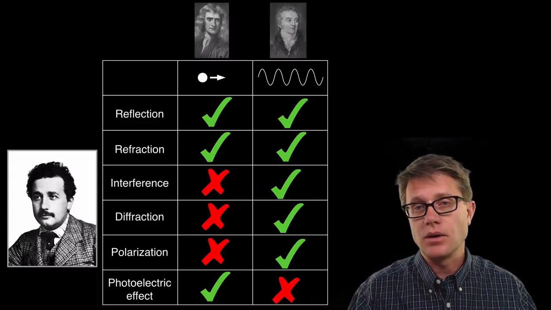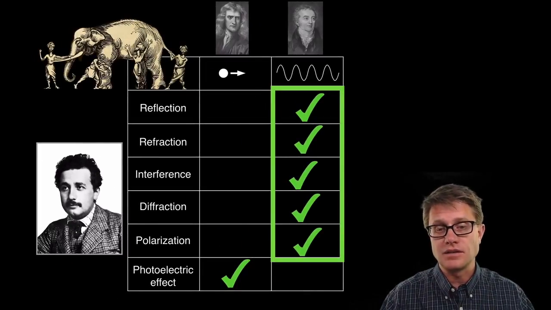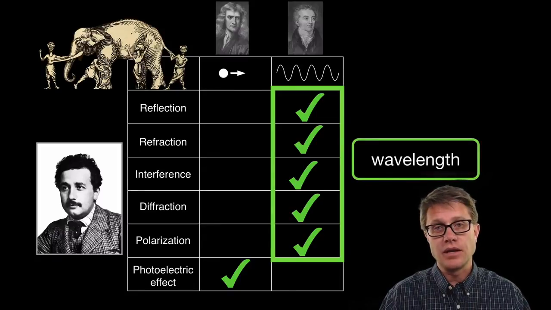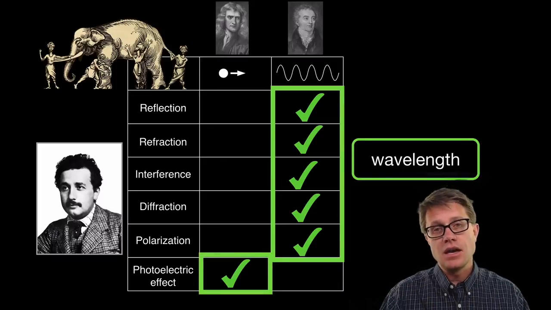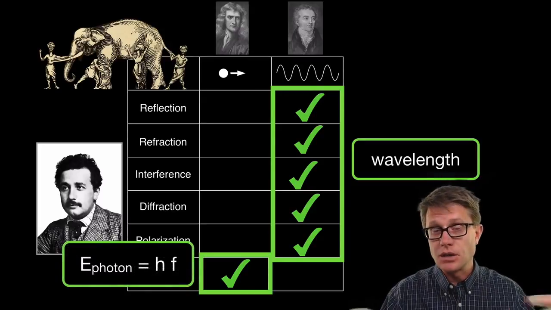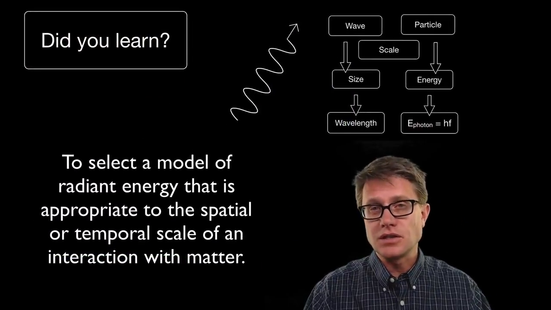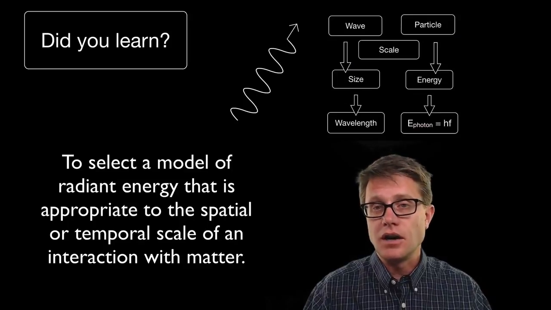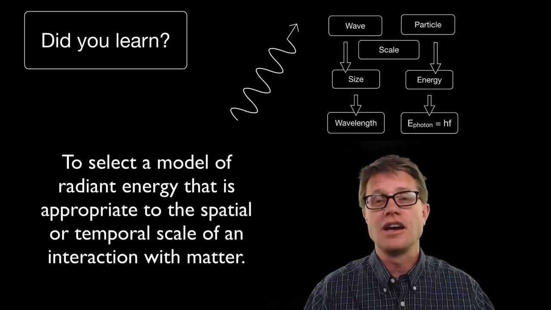And so what's the answer? Well, both are right. And how do we know which model to use? Again, it's a sense of scale. If we're looking at objects that are comparable to the wavelength of the light, then we use the wave model. But if we're looking at experiments where the energy is comparable to the energy of a photon, which is going to be a really small amount of energy, then we have to treat them as a particle. And so did you learn to select a model that's appropriate for measuring photons? It all comes down to the size of the wavelength and the size of the energy, and I hope that was helpful.